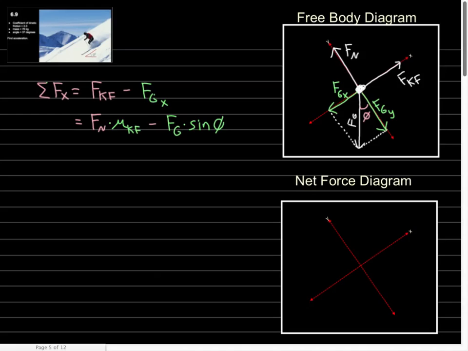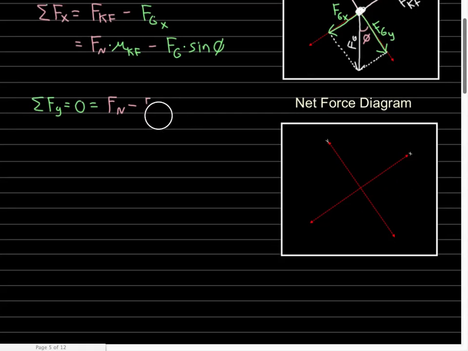To do that, we need to go to the net force in the y direction. We know that the net force in the y direction is equal to 0 because the guy is not accelerating vertically. And it's equal to the normal force minus the force of gravity in the y direction. And that force is known, so it should not be red.